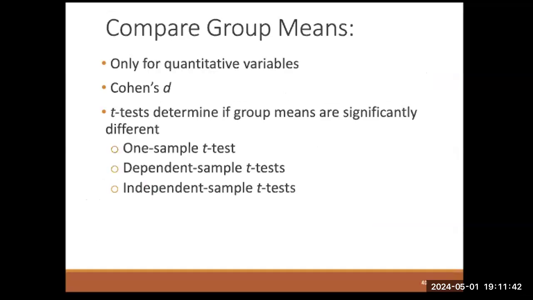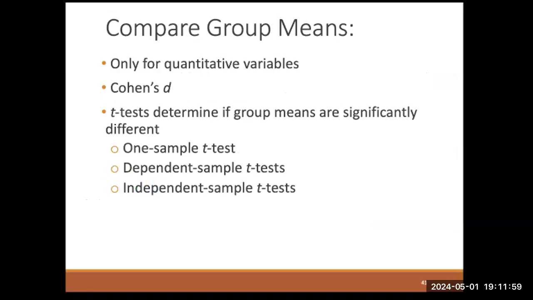Okay, so in terms of comparing group means, you can only do that for quantitative variables, right? We could use the Cohen's d. And we often use, if we have two groups, a t-test. That's actually for 2 groups. So we have 3 types of t-tests.